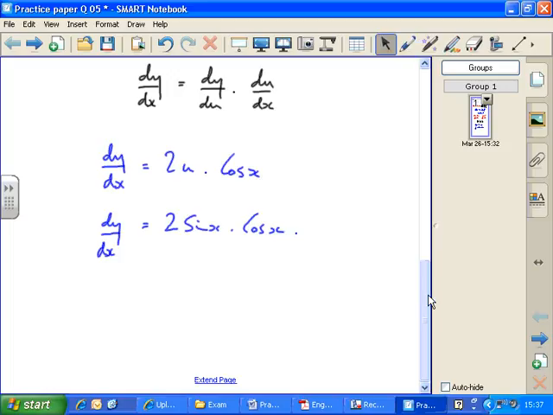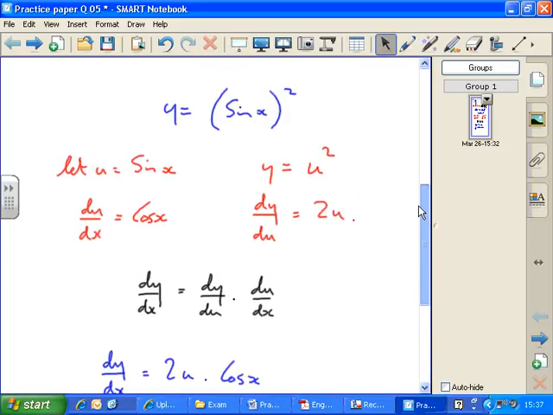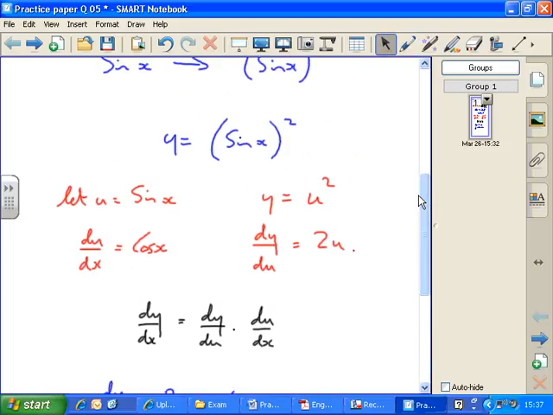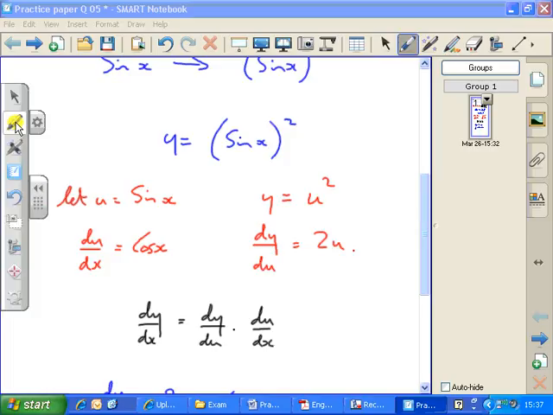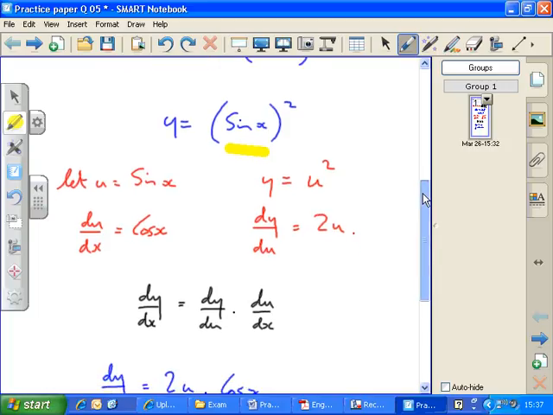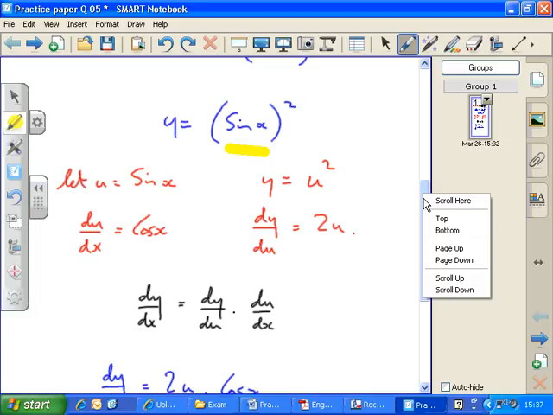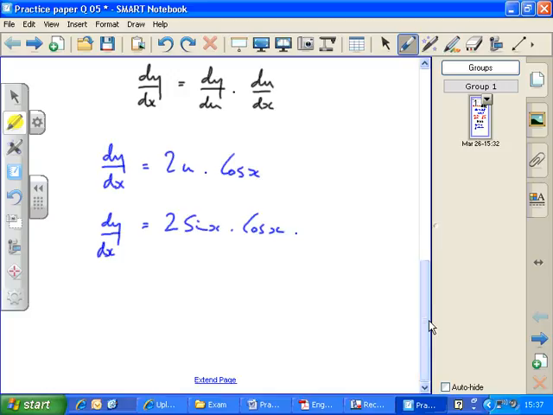Do you remember another way that we talked about doing this? The shorthand way was to ignore what was inside the bracket. So going back to here, ignore what's inside the bracket and differentiate that. So what's the differential of something squared? Bring the 2 down, reduce it by 1, gives you 2 sine x. And then when you've done the 2 sine x, you multiply by the differential of what's inside the bracket, which is cos x. So you end up with 2 sine x cos x, as in the solution here.